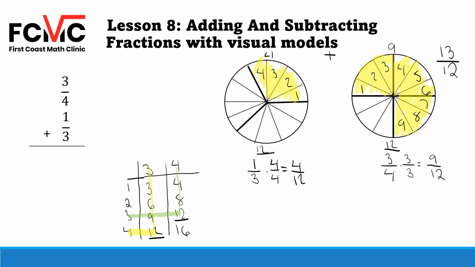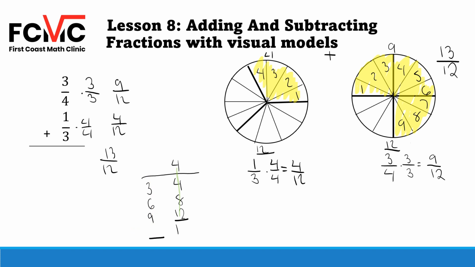And if we do the math over here, we're going to multiply times 3 over 3 and get 9 twelfths. We're going to multiply by 4 over 4 and get 4 twelfths. Add them up and we get 13 twelfths. Let me erase this so we have a little bit of room. And this is 1 and 1/12 as a mixed number.